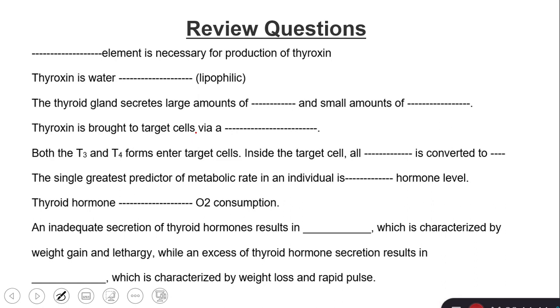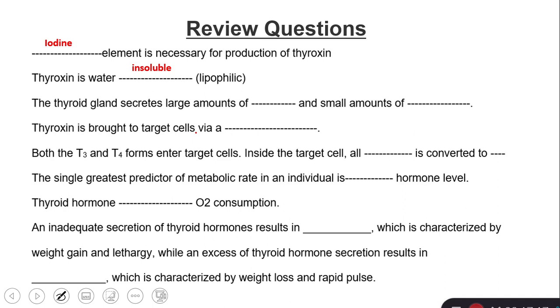Let's do some review questions. What element is required for thyroxin production? Of course, it's iodine. Is thyroxin water soluble or lipid soluble? Remember, thyroxin is lipid soluble, so it is water insoluble. That's why it needs a protein carrier to carry that in the blood. The blood is mostly water, and thyroxin is water insoluble.